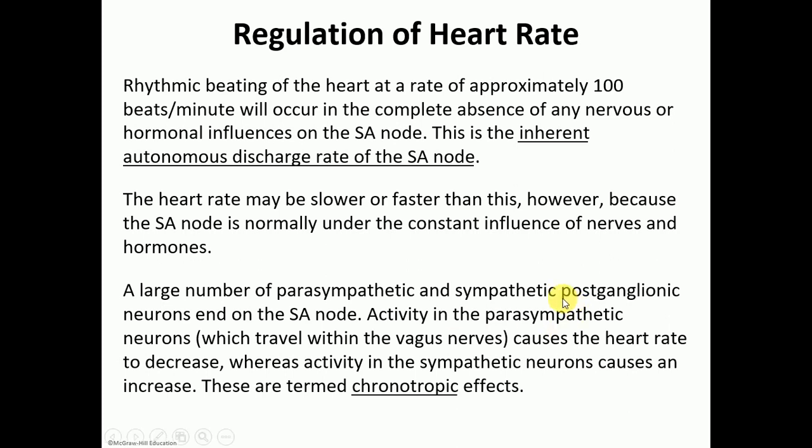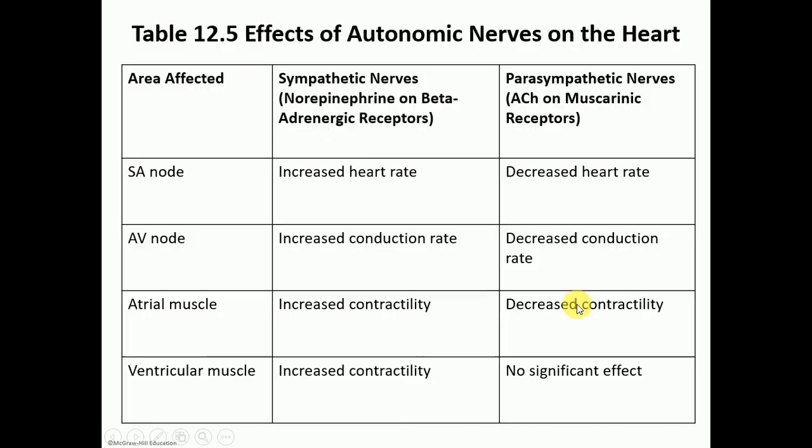The sympathetic stimulation, though, will lead to an increase in heart rate and an increase in the strength of ventricular contraction. These effects are known as chronotropic. Chronology means kind of like time-wise. So the chronotropic effects of parasympathetic would be to decrease the heart rate, while sympathetic will stimulate the heart rate. You can see here the different effects of sympathetic versus parasympathetic.